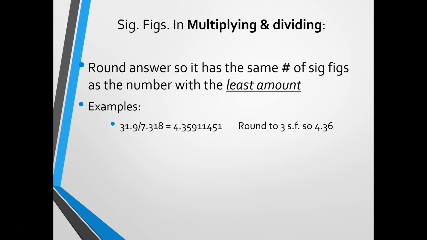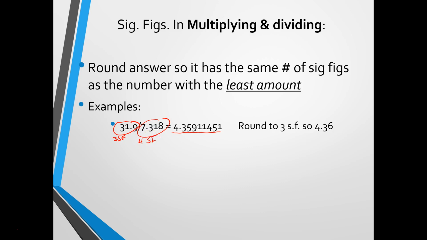So my first one can be 31.9 divided by 7.318. And if we put that into our calculators, we get this really big, nasty number. Well, to determine how many significant figures our answer should have, we go back to our first two numbers, and we say, which one has the least number of significant figures? Well, if we look at our first number, they're all non-zero, which means they're all significant. Which means we have 3 significant figures in our first number. If we look at our second number, once again, they're all non-zero numbers, which means they're all significant. And we see that we have 4 significant figures.